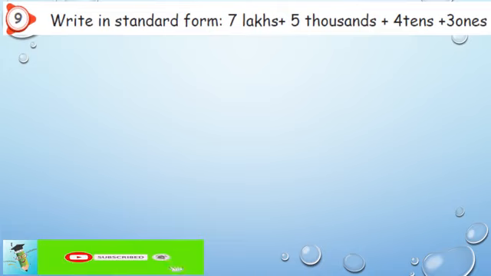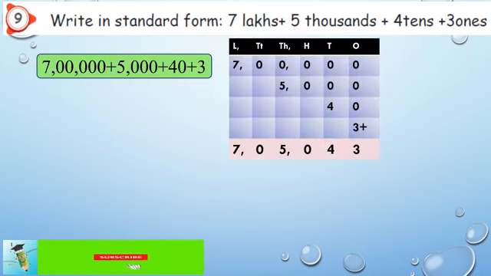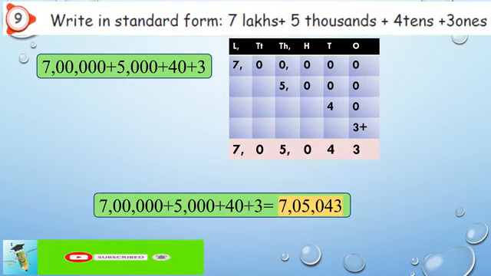Ninth sum, write in standard form: 7 lakhs plus 5,000 plus 4 tens plus 3 ones. We can write this as a number, or in numerals, and then we are going to add with the help of the sheet. Like this you have to arrange and then find the exact answer. Just stop here and then check your answer.